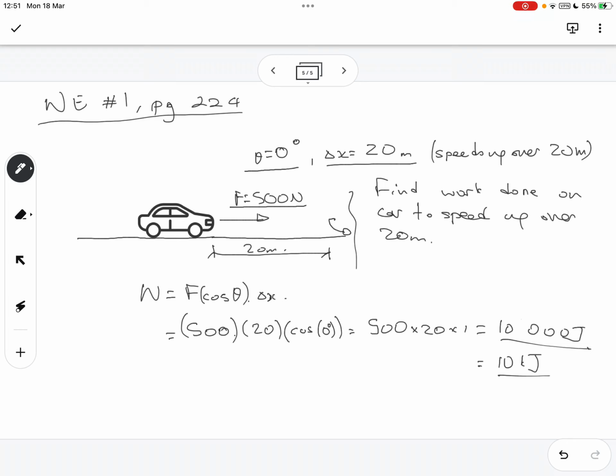It says kJ. Let me see that. Yeah, at the bottom. Guideline daily amounts. Oh, okay. An adult needs 8,400 kilojoules, that's 8,400,000 joules every day. For a human to just function, yeah. And the car to just move 20 meters at a force of 500.